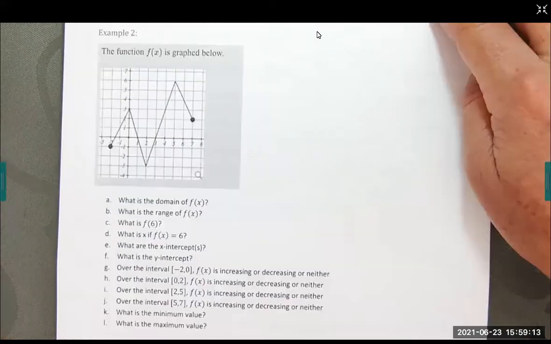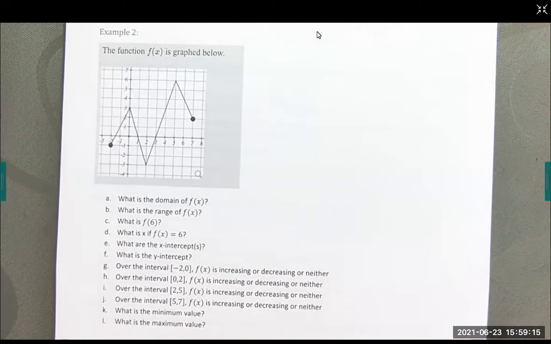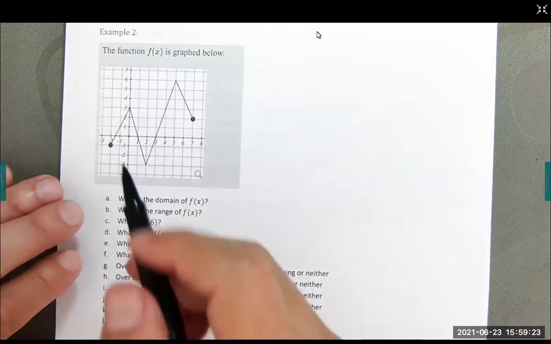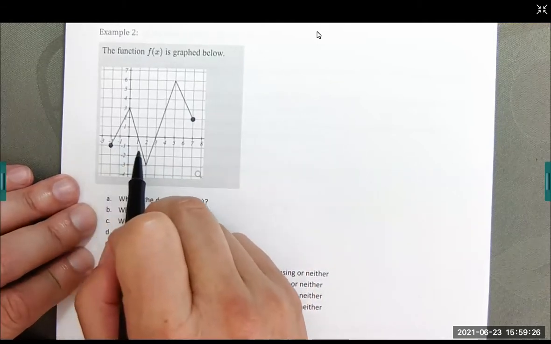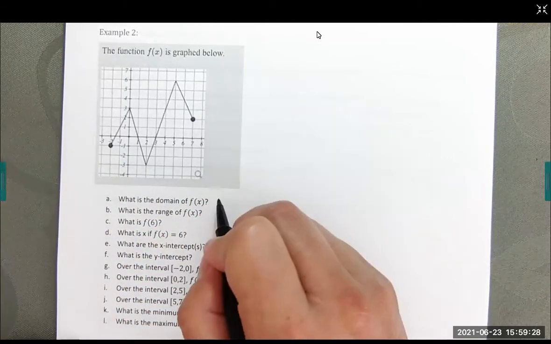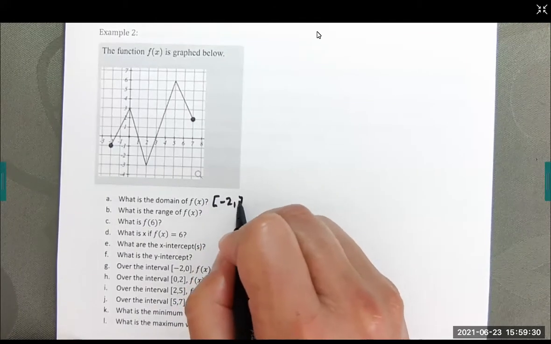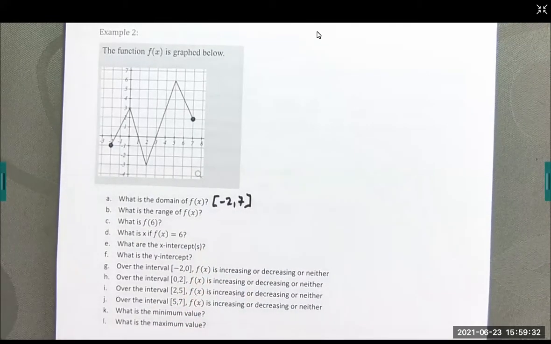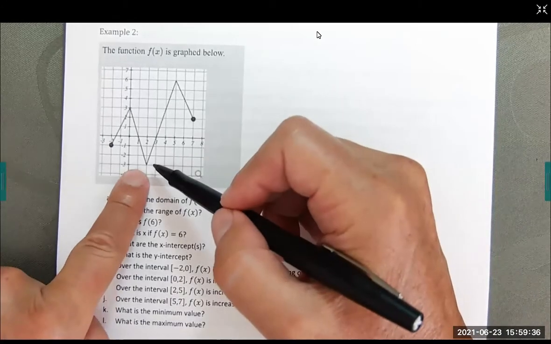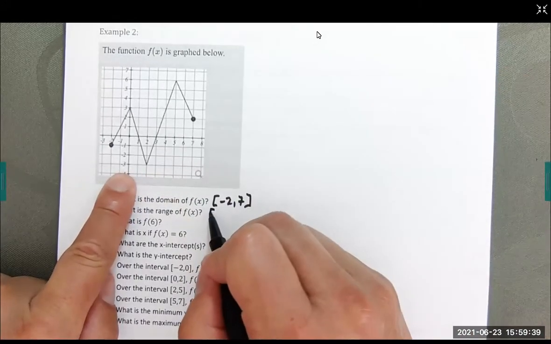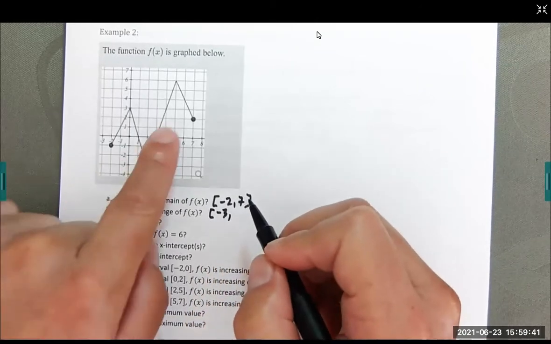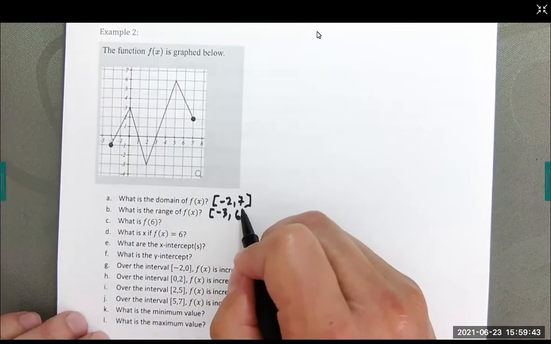All right, so we have a function f of x drawn here. And we have quite a few questions we're going to answer. What is the domain of f of x? Well, remember, domain are x values. That goes from -2, it looks like, to 7. What is the range of f of x? That's the y values. It looks like it bottoms out here at -3. Spikes at 6.